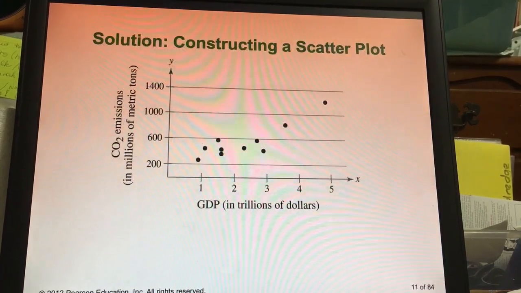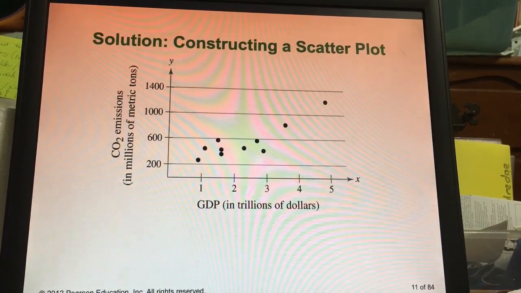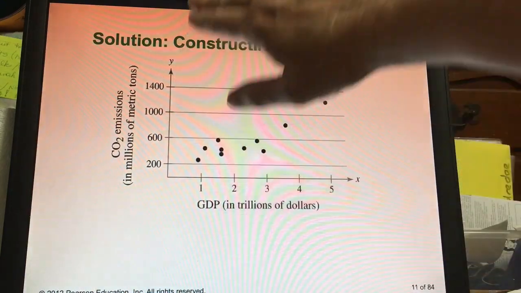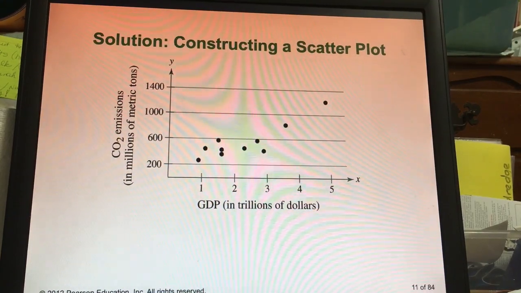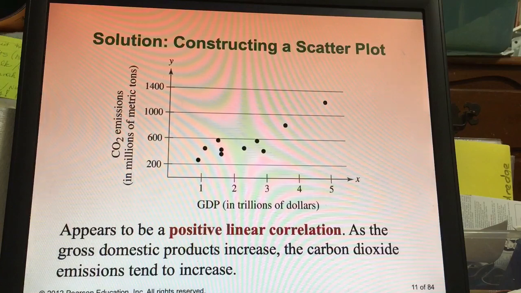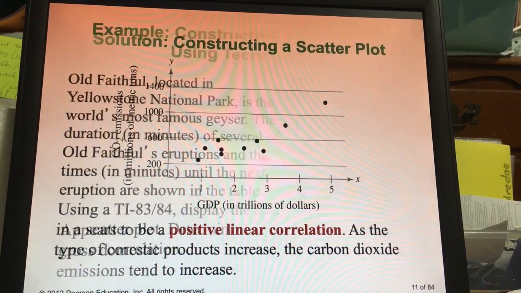So, this is the graph, and it looks like it has a positive slope, it's going up, not down. As the GDP increases, the CO2 emissions are also increasing. So that would be a positive correlation. It appears to be a positive linear correlation. As the gross domestic product increases, the carbon dioxide emissions tend to increase.